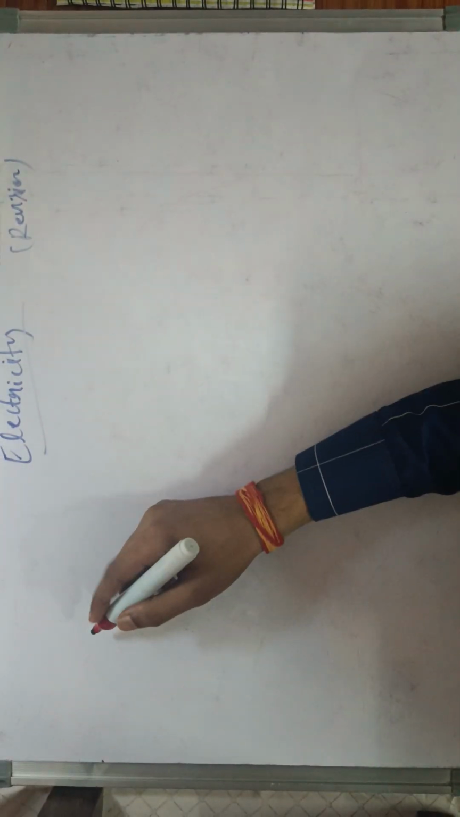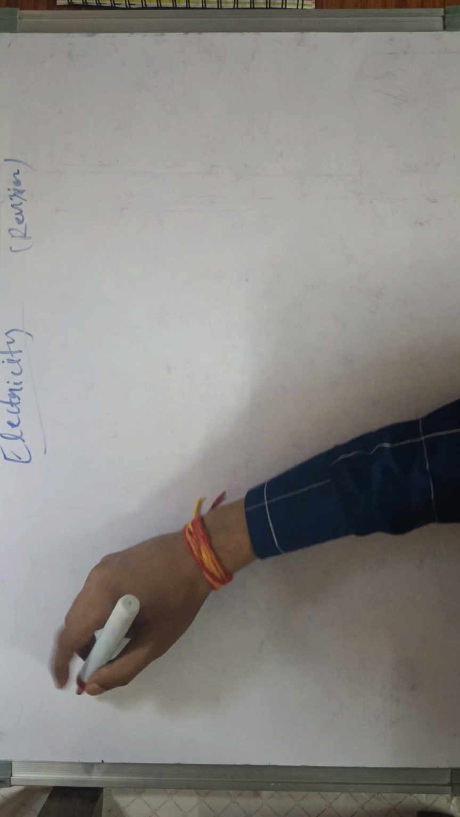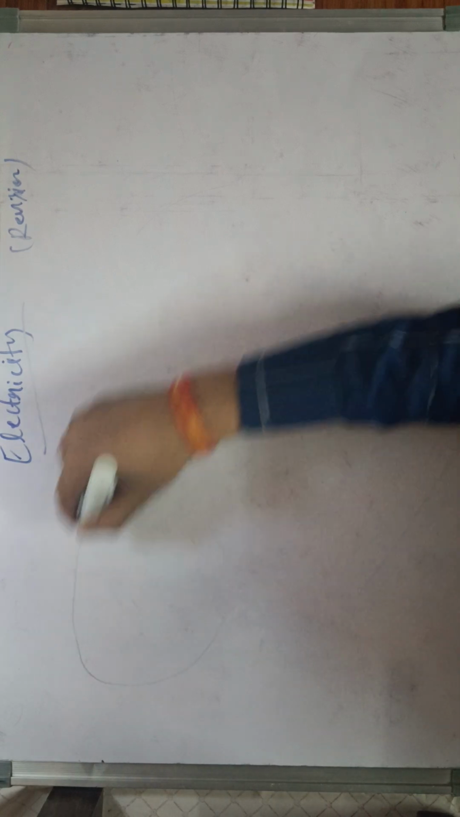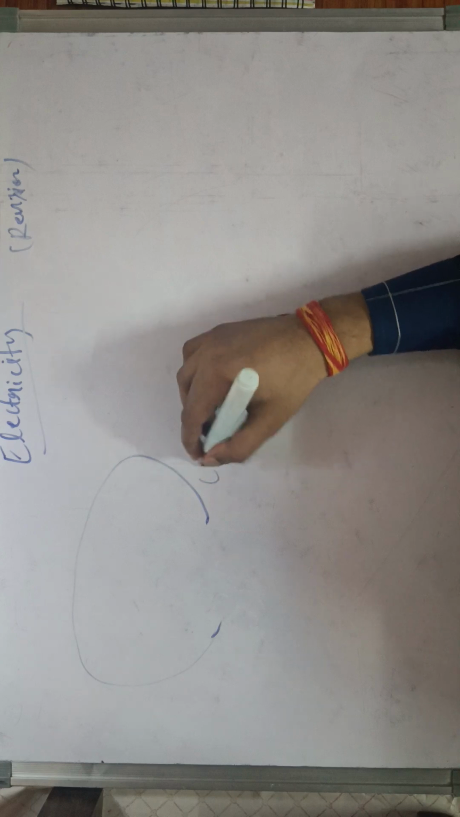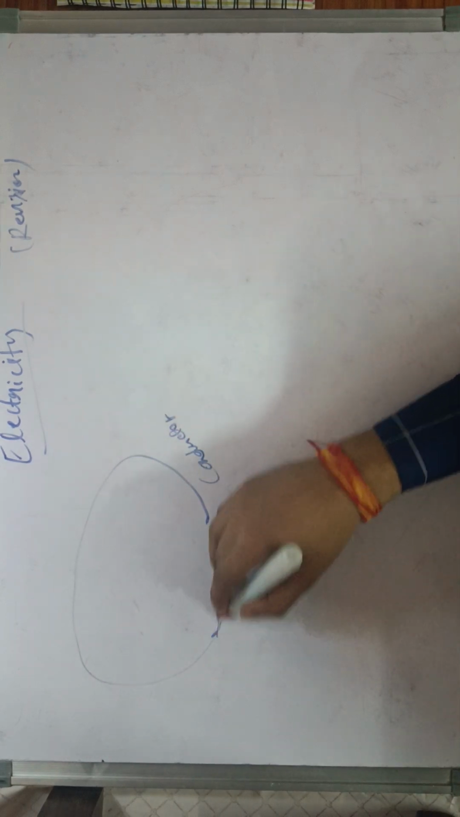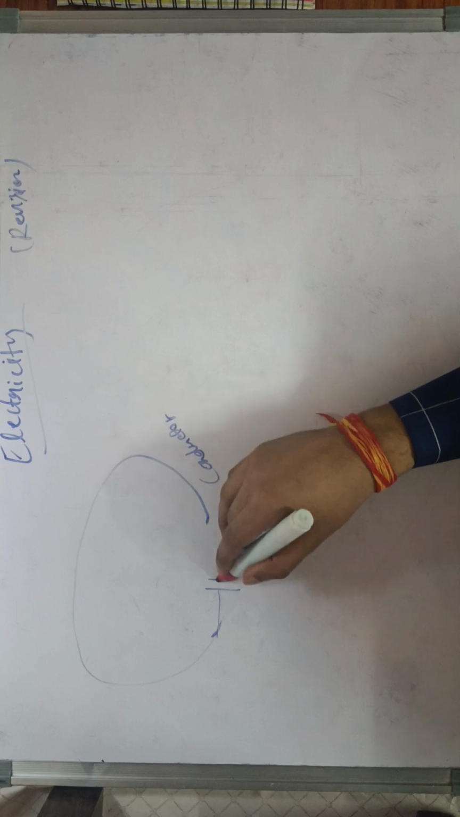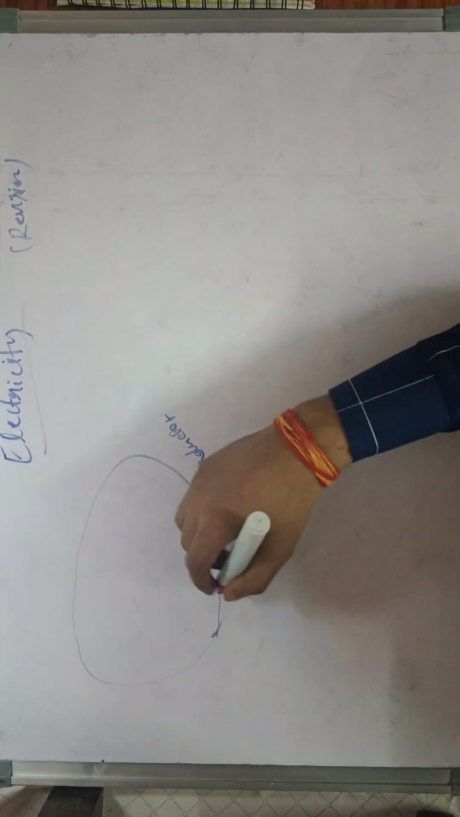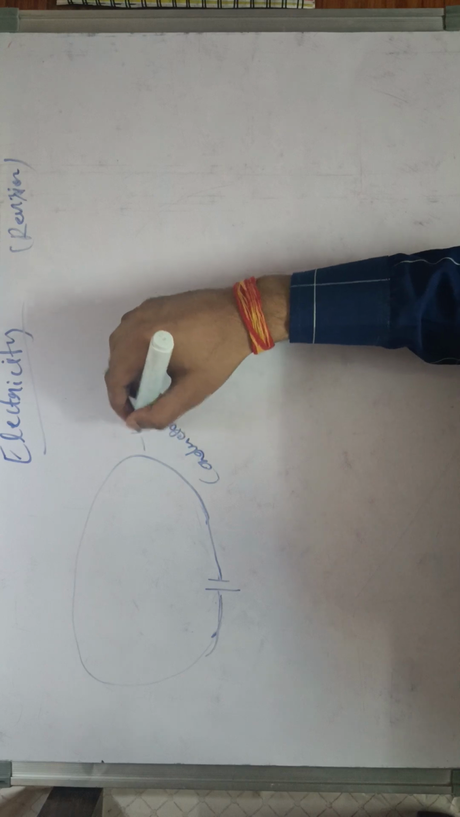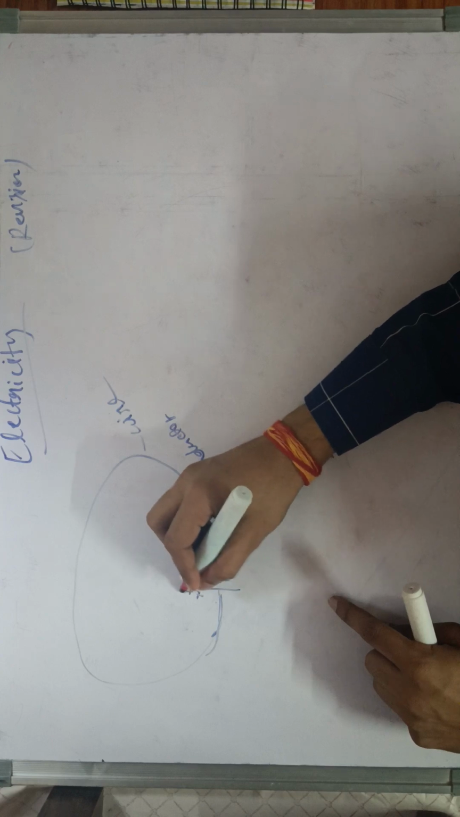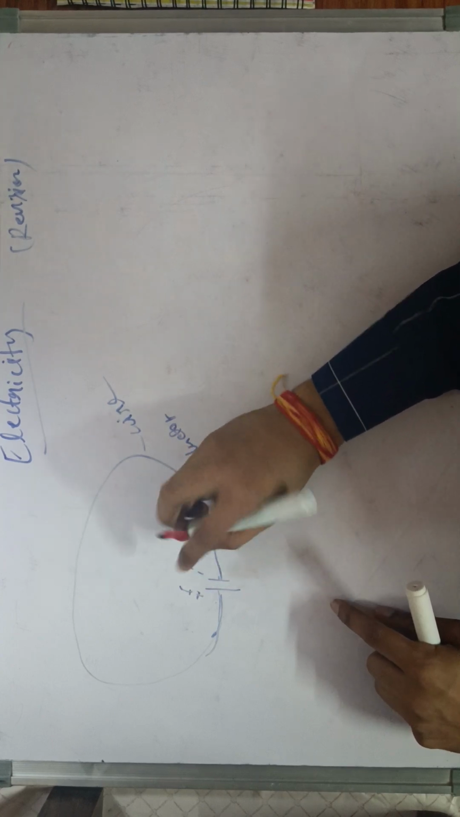the theory of electricity: when there is a circuit, let's say there is a wire, a conductor wire, and when we apply some potential difference across it, when we connect a battery to this circuit, this conductor wire, then there is some positive charge here and some negative charge here.